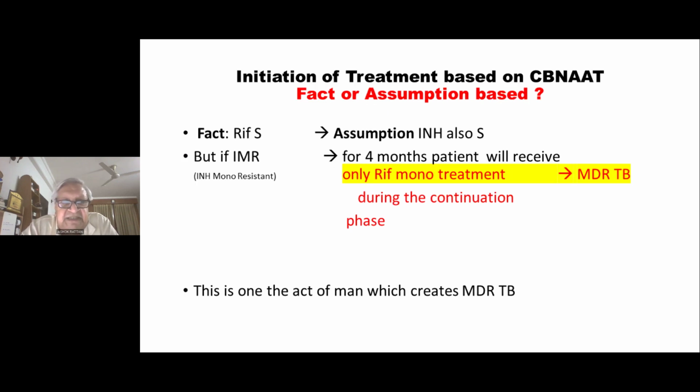Unfortunately, it has now appeared that the assumption that susceptibility to rifampicin also means susceptibility to INH is wrong. And you can imagine that if there's resistance to INH but susceptibility to rifampicin, and we presume that standard treatment will be given, for 4 months of the continuation phase, we're giving monotherapy.